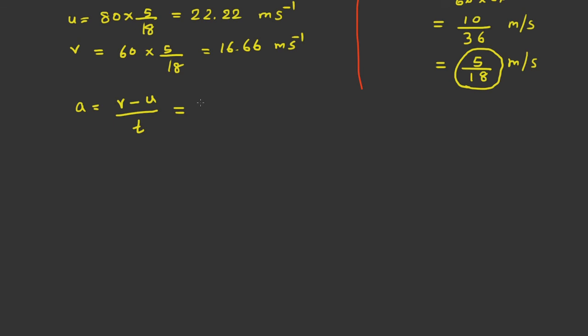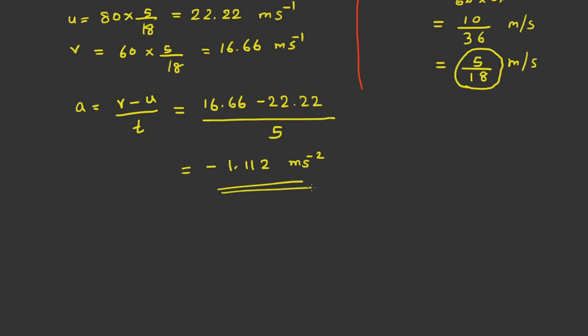Substituting the values, I will get 16.66 minus 22.22 divided by 5, that is equal to minus 1.112 meter per second square. It is negative because the acceleration decreases the speed. The final speed is less than the initial speed. So the acceleration is negative.